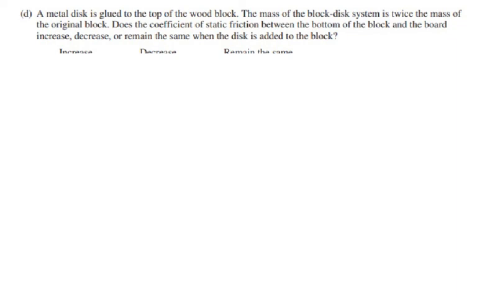And for the last problem in this question, they say a metal disc is glued to the top of the wood block. The mass of the block-disc system is twice the mass of the original block. Does the coefficient of static friction between the bottom of the block and the board increase, decrease, or remain the same? And if you remember, we had these calculations earlier.